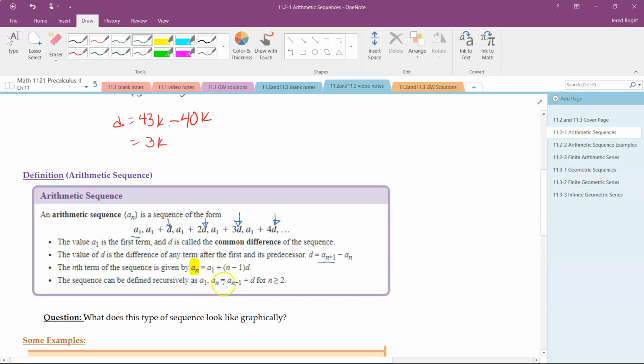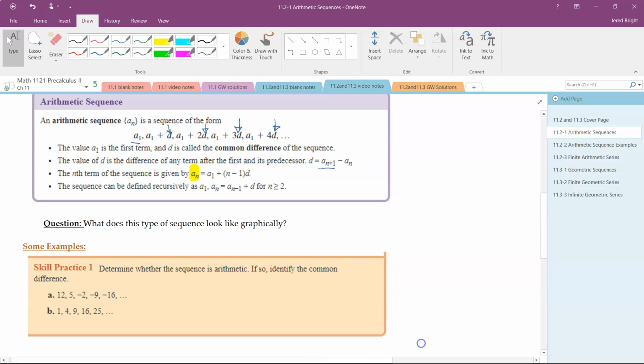And so to do recursion, if you think through that table, it's take the previous term, add the common difference of 3,000, take the previous term, add 3,000, always add 3,000 to get the next value in the table. Okay, and so I have a bonus question here.